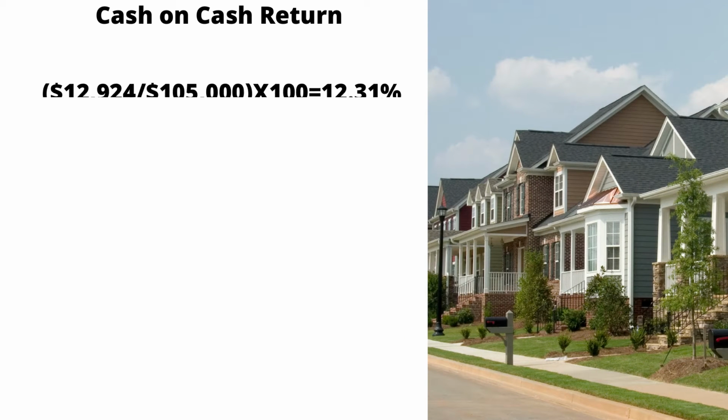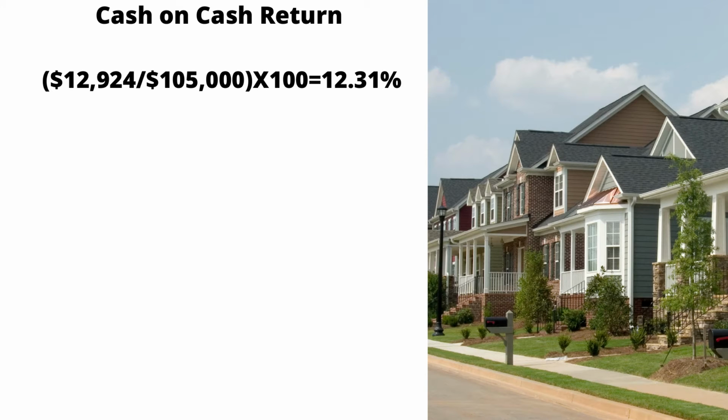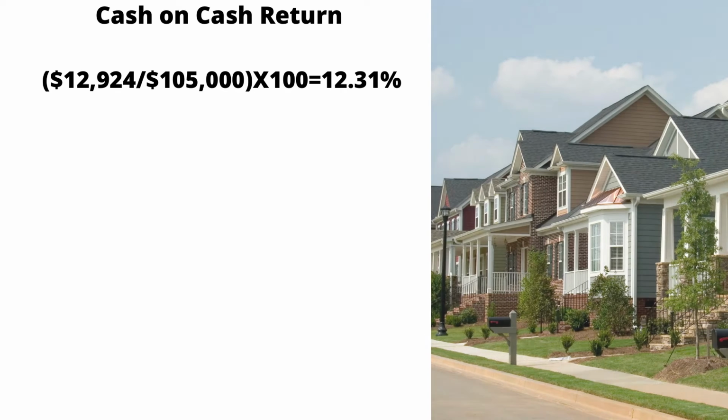Now, let's go into breaking down how cash on cash returns work. So in this scenario, since we did get a mortgage, you're going to calculate how much money you invested in the property, which we did $105,000, and then your earnings, which is $12,924 a year. So you're going to divide the $12,924 by the $105,000 that you invested, and you're going to multiply that times 100, and that gives you your interest earnings, which is 12.31%.